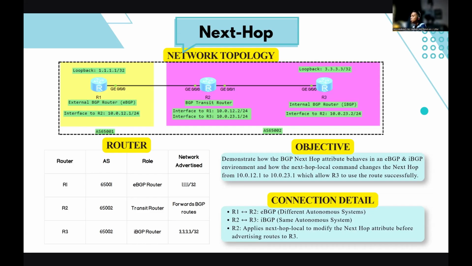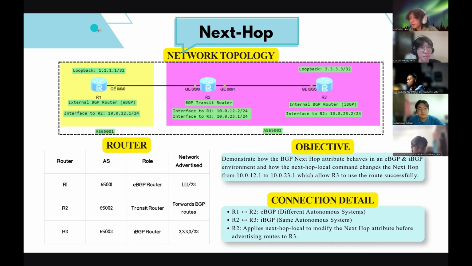So what is the objective of this topology? We can demonstrate the next hop attribute in an eBGP and iBGP environment and how the next-hop-local command changes the next hop from 10.0.12.1 to 10.0.23.1, which allows R3 to use the route successfully. So okay, next.